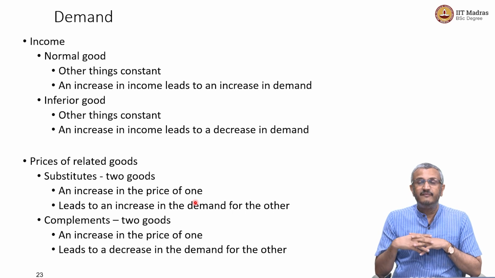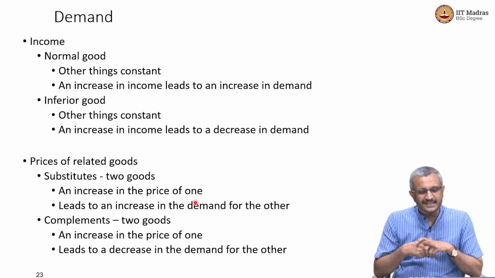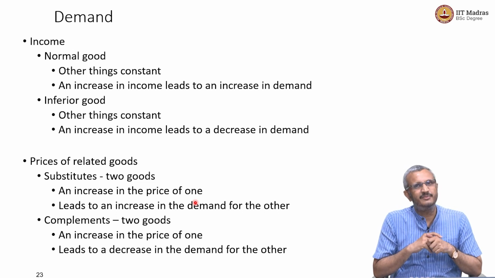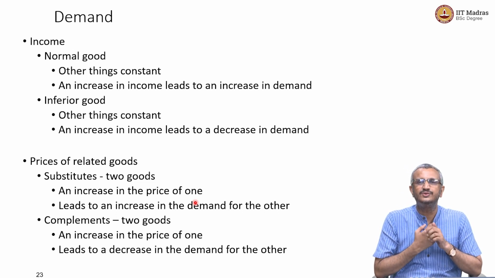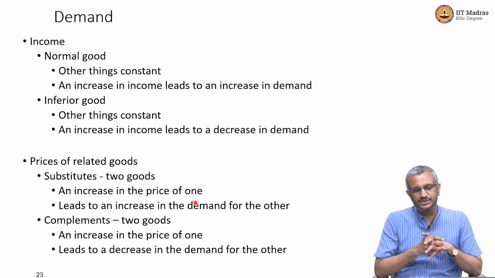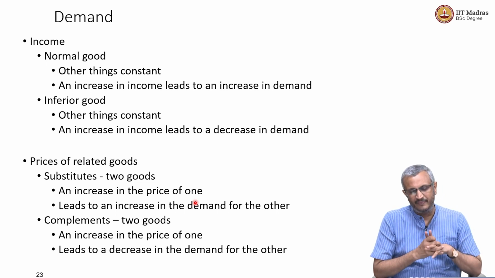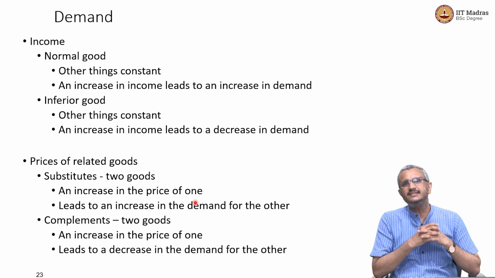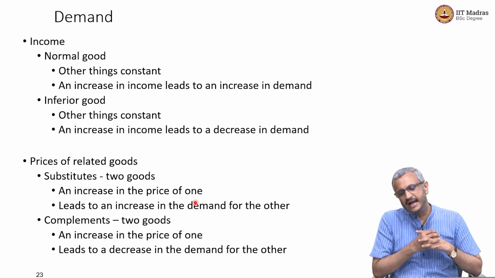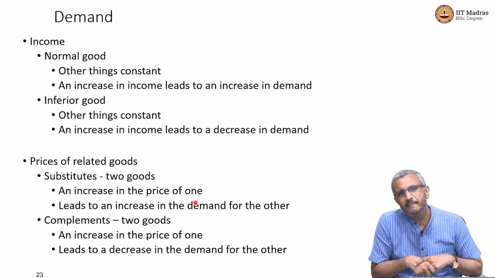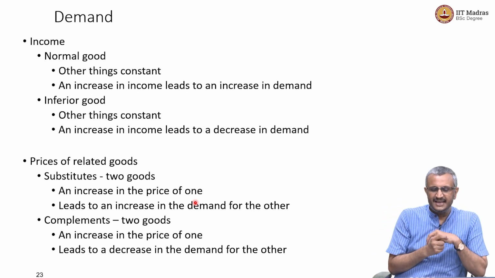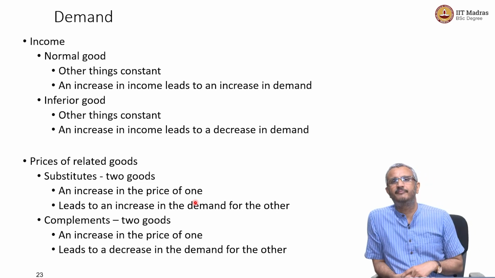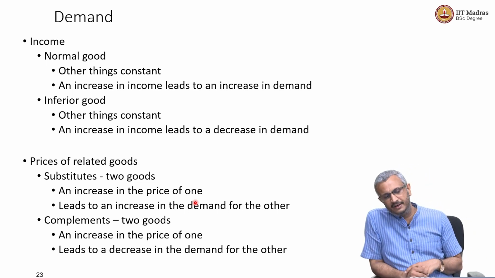Now, when we look at the prices of related goods, there are two kinds of goods on the basis of which we can classify them: one, substitutes; two, complements. In the case of substitutes, an increase in the price of one leads to an increase in the demand of the other. In the case of complements, an increase in the price of one would lead to a decrease in the demand of the other.